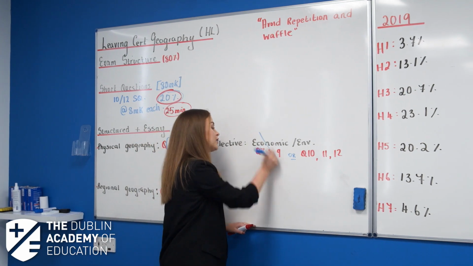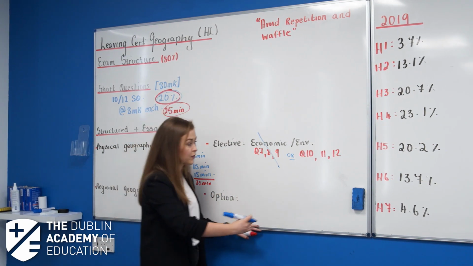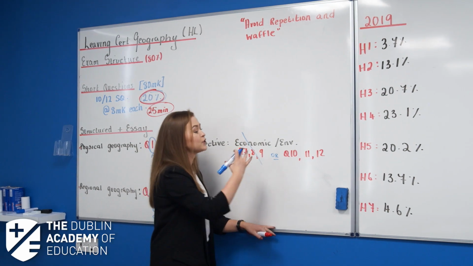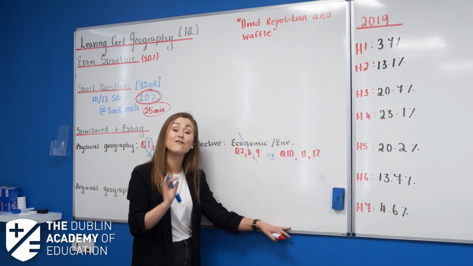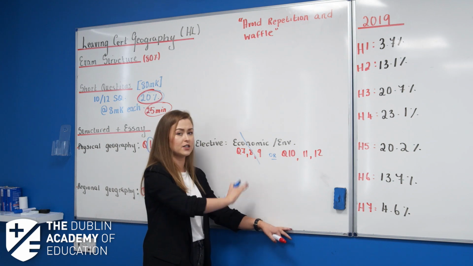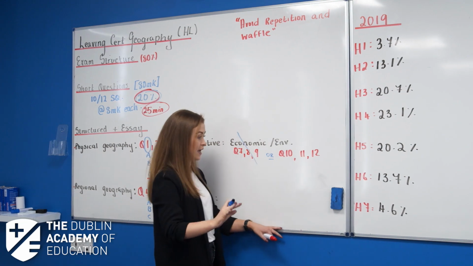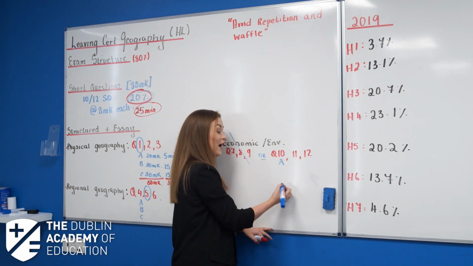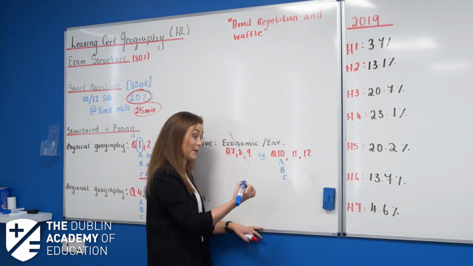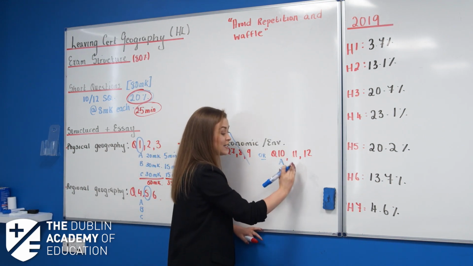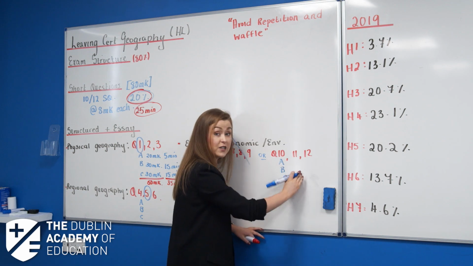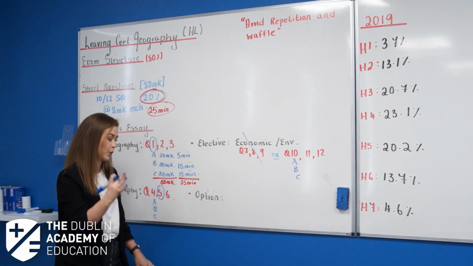So for example, I don't do economic, okay? So we do environmental here at the Academy and the Day School. So we do questions 10, 11 and 12 and focus on them. We don't look at 7, 8 and 9. Students don't look at that on the day. Same structure applies. You have a part A, a part B, a part C, which is 20, 30, 30, 5 minutes, 15, 15, 20% of your paper.